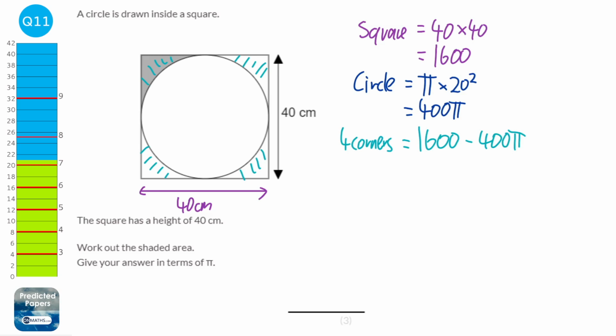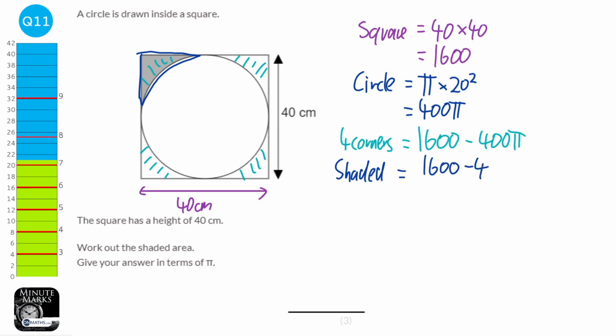And to work out just the shaded bit, which is this bit here, they are 4 equal amounts that we've got for these corners. So just one corner, which is the shaded bit, will be the 4 corners divided by 4. Now we've got a kind of fraction here.